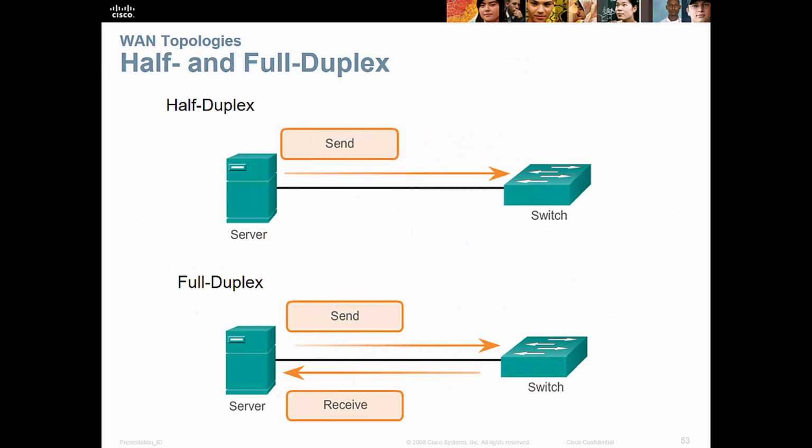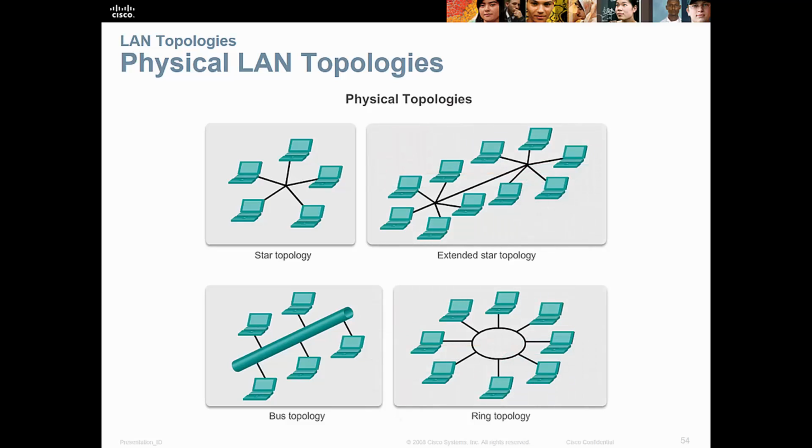We have half duplex and full duplex, meaning we can send or receive, that's half duplex, or we can send and receive, and that's full duplex. Physical topologies could consist of things like a star or extended star where we combine two stars, maybe a bus, maybe a ring. We're going to come back to this though.